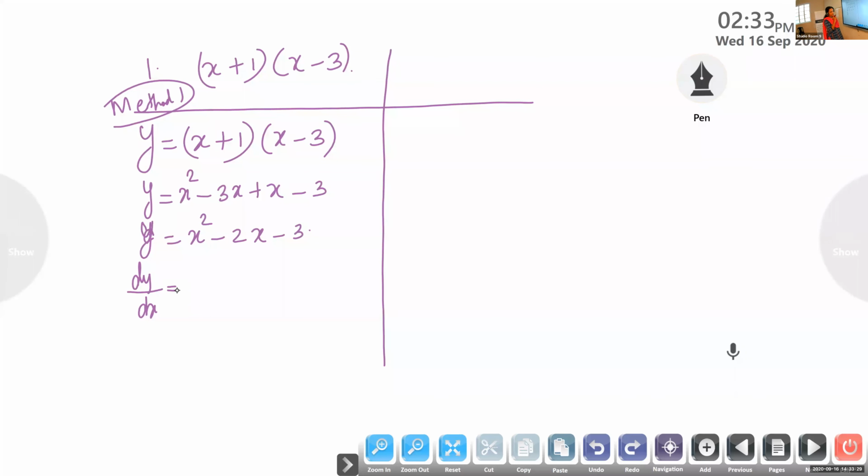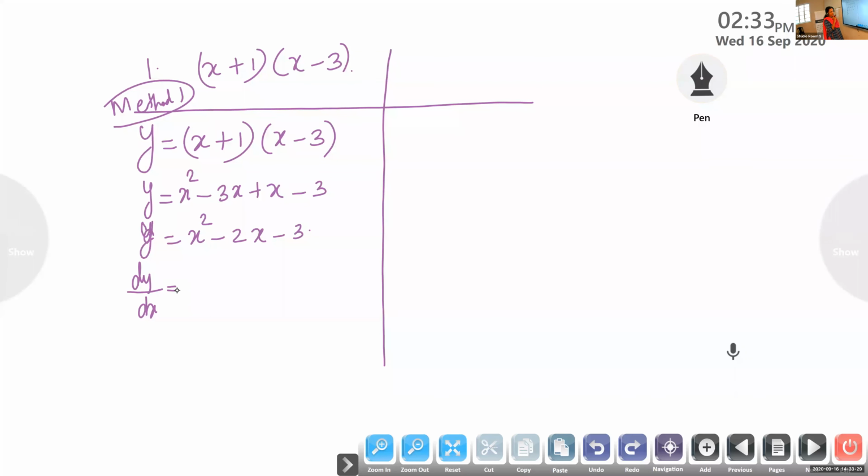What is the derivative of x square? 2x. What is the derivative of minus 2x? Minus 2 being constant, we can keep it as such. The derivative of x is 1. So negative 2 into 1, minus 0 for the constant. So it is 2x minus 2. This is the first method.